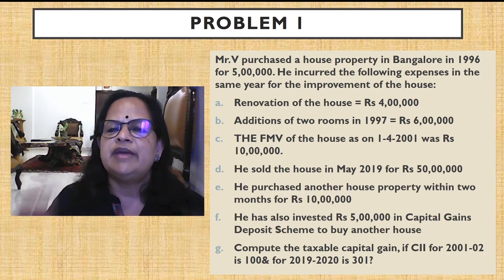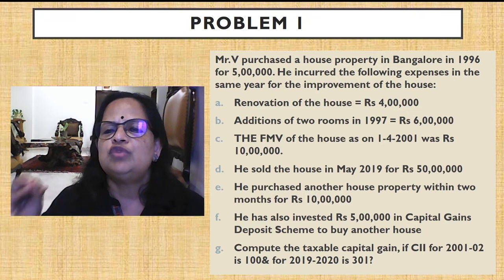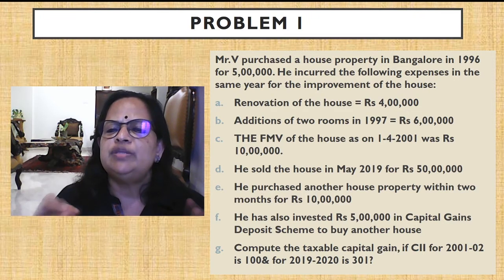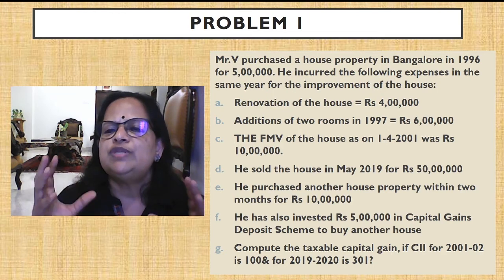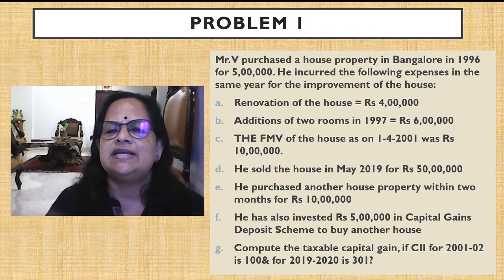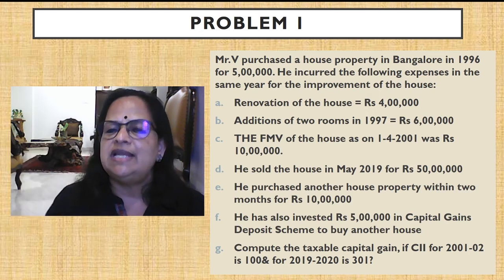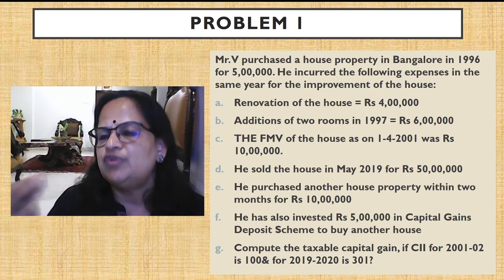We will take the fair market value of the house as on 1/4/2001. That is 10 lakhs. Now he sold the house in May 2019 for rupees 50 lakhs. So that is the sale consideration. Fair market value is 10 lakhs and we are selling it in 2019 for 50 lakhs.